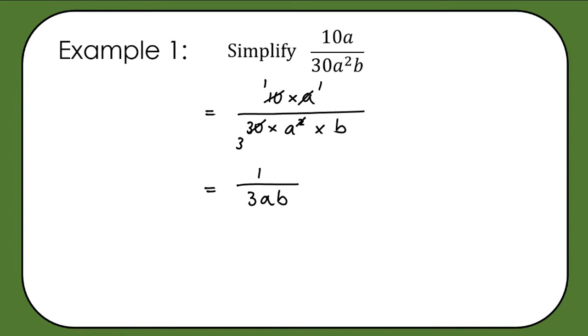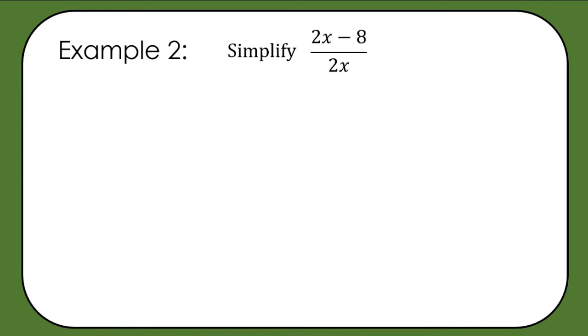Again, be careful about the fact that what you're doing is dividing, not subtracting. So when we're cancelling the 10a from the numerator, we don't end up with nothing, because what we've done is we've divided by 10a, and 10a divided by 10a still leaves us with 1 up there. So in simplest form, this fraction is 1 over 3ab.